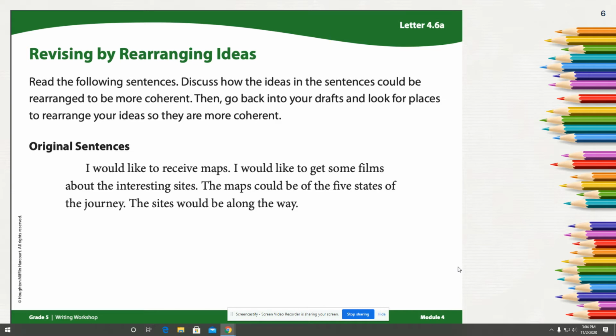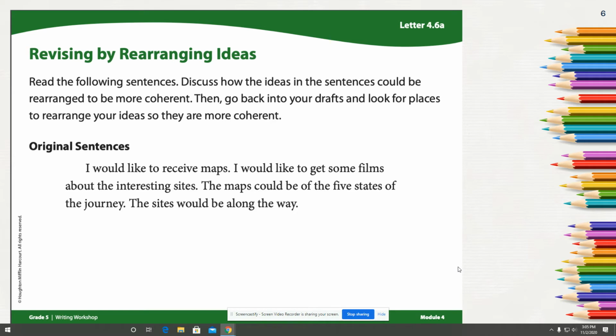When I say go, I want you to pause the video and look over the original sentences and determine how you would rearrange these sentences to make it flow better. Go now. Okay, did you figure out how to arrange the sentences? I want you to compare your thoughts to what I'm about to show you.